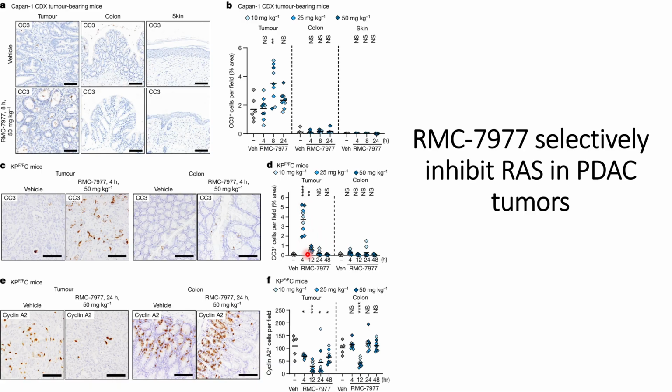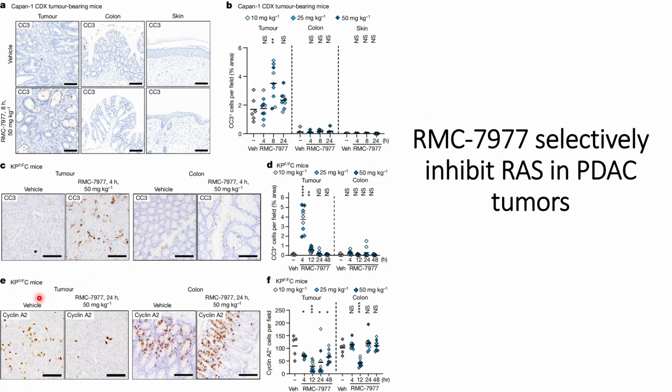However, at 12-hour intervals we can see that the increase in CC3 is statistically significant compared to the vehicle. Whereas when we see its counterpart, the colon and skin tissues, we do not see a significant increase in cleaved caspase 3 markers. There is a slight increase at 24-hour intervals, but it is not statistically significant. This evidence further validates their point that RMC-7977 selectively targets the tumor.